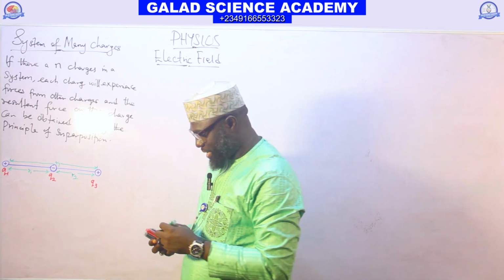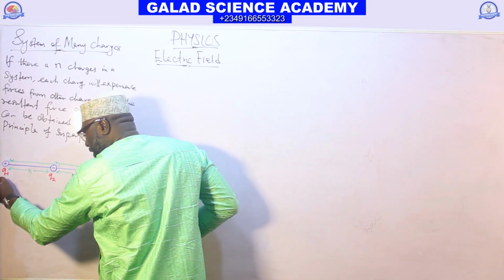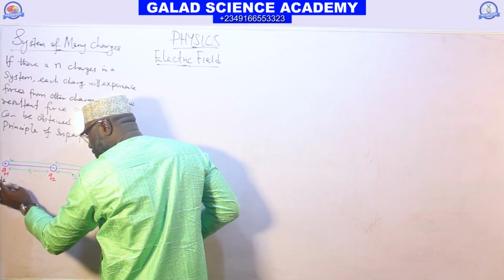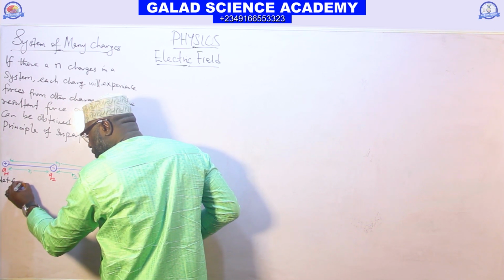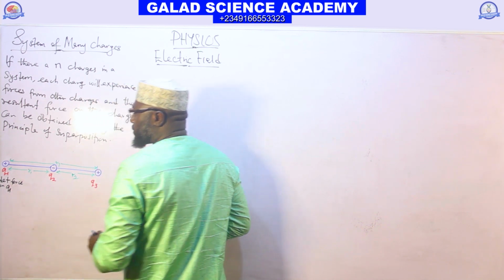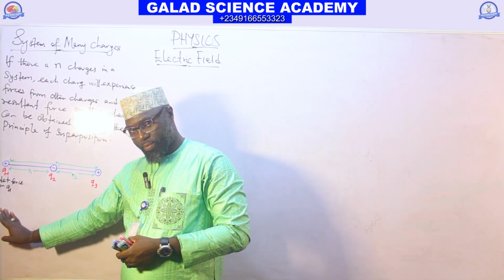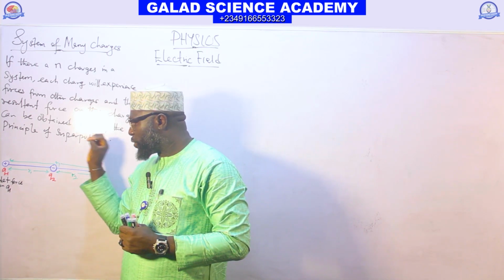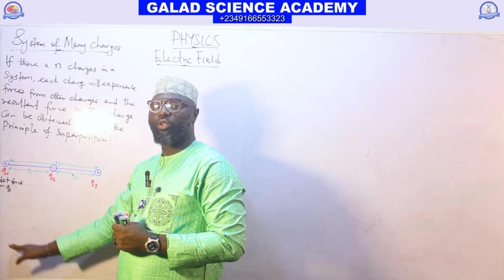So if you are now asked for the net force on Q1, it means this Q1 is stationary. Q2 will exert a force on Q1. Q3 will also exert a force on Q1.